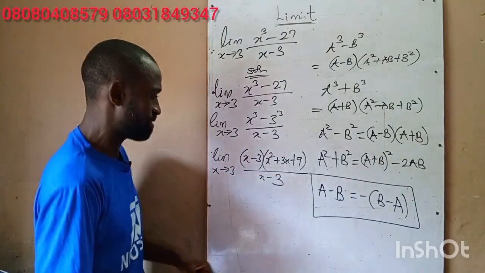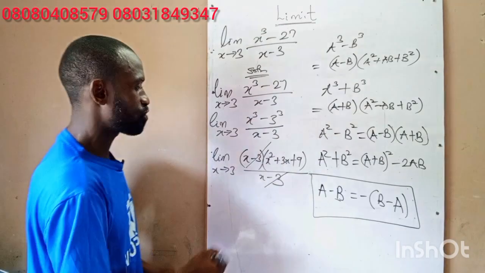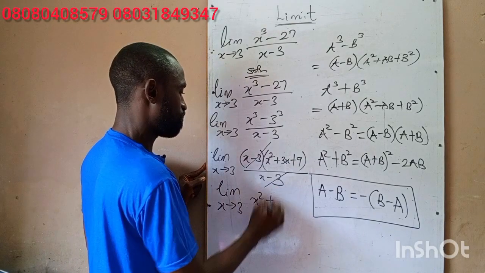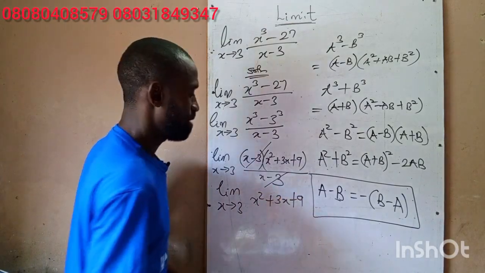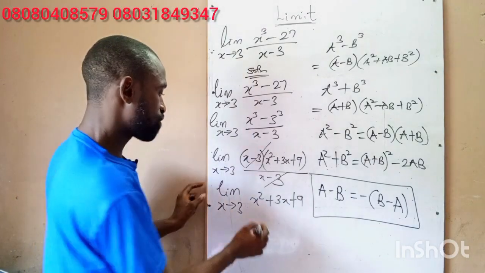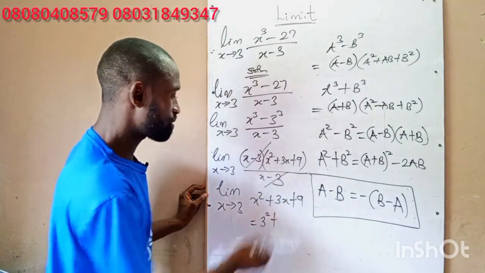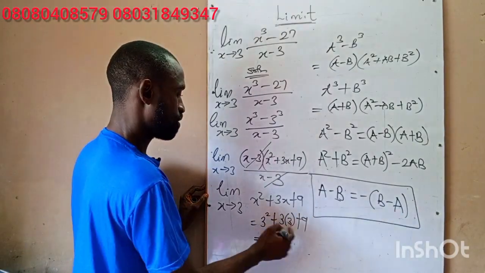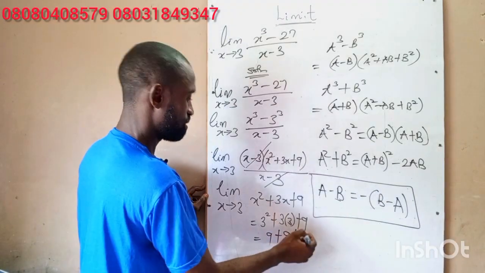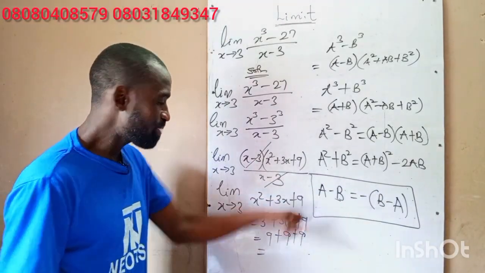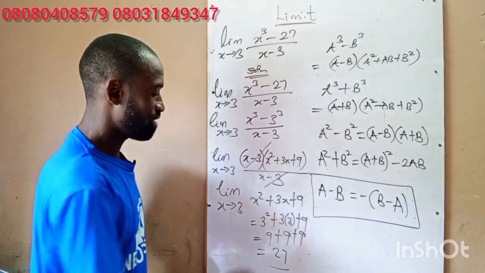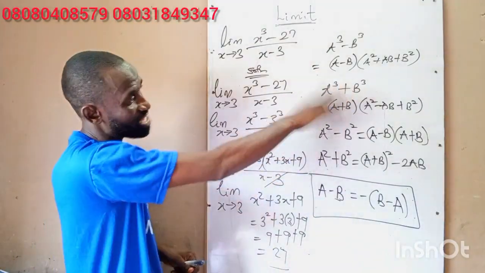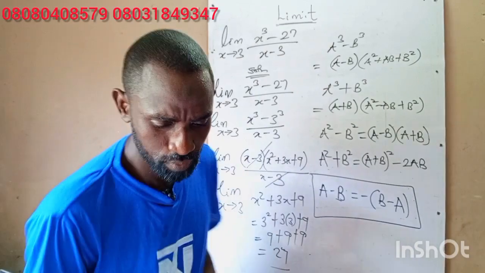Can something cancel? Yes, s minus 3 can cancel s minus 3. So now we have the limit as s approaches 3 of s squared plus 3s plus 9. Now I can use what we call direct substitution. This will give us 3 squared plus 3 times 3 plus 9. What is 3 squared? 9. Plus 3 times 3, 9, so 9 plus 9 is 18. 18 plus 9 is 27. So the answer to this question is 27, using this standard factorization.